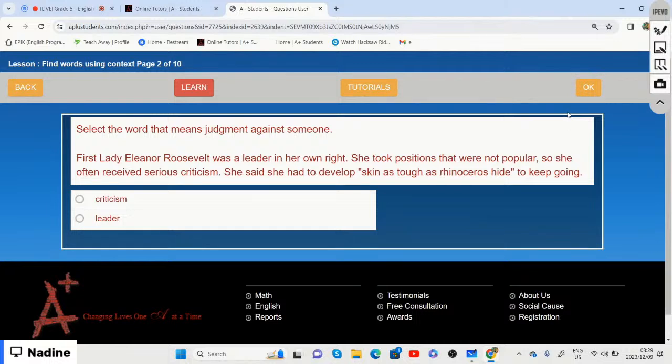We need to select the word that means judgment against someone. So, First Lady Eleanor Roosevelt was a leader in her own right. She took positions that were not popular, so she often received serious criticism.